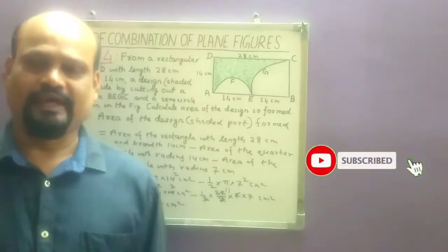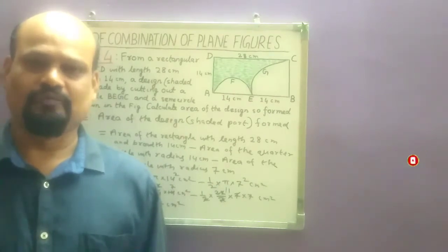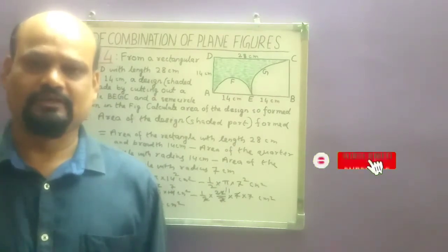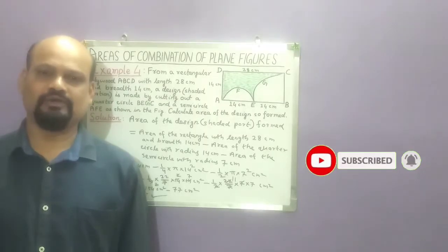I think using these examples you would have understood how to find the areas of combination of plane figures. I think this video would be very useful to you.